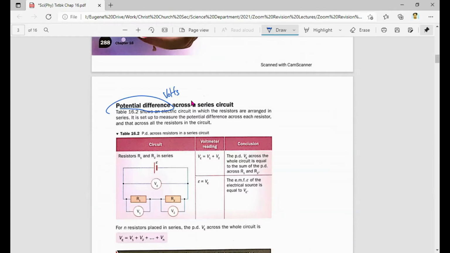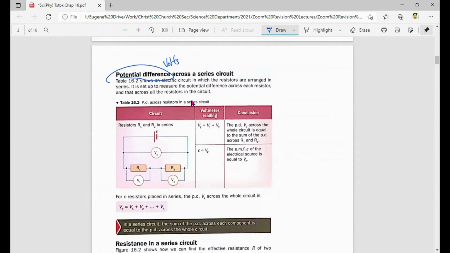So table 16.2 shows an electric circuit in which the resistors are arranged in series. So I've got two resistors in series. This is set up to measure the potential difference across each resistor and that across all the resistors in the circuit. So what we have here is R1 and R2 connected in series. I want you to focus on this red color line here, this orange or red color line that I'm drawing. This is the circuit without any voltmeter connected to it. I want you to focus on this, because with the voltmeters drawn in, it looks very complicated.